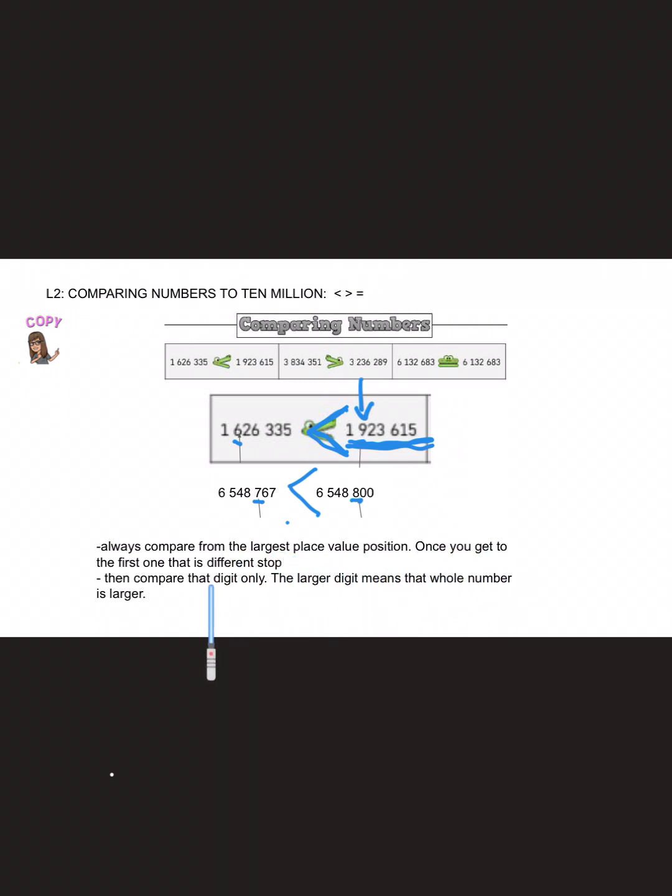So again, we always compare from the largest place value position. Once you get to the first one that is different, you stop. Then you compare that digit only. The larger digit then means that that whole number is larger. Again, if you haven't copied, press pause and copy now.